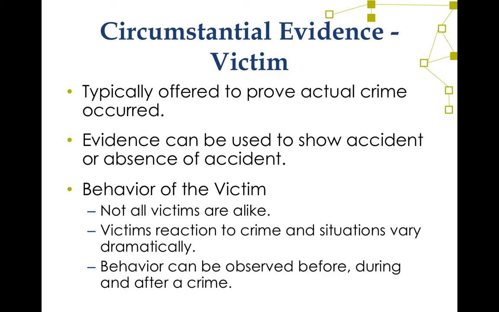Circumstantial evidence regarding the victim is typically offered to prove the actual crime occurred. Evidence can be used to show an accident or absence of an accident. Behavior of the victim might also be introduced to show not all victims are alike. A victim's reaction to a crime and situation can vary dramatically, and behavior can be observed before, during, and after the crime. Any of that behavior can be admissible.